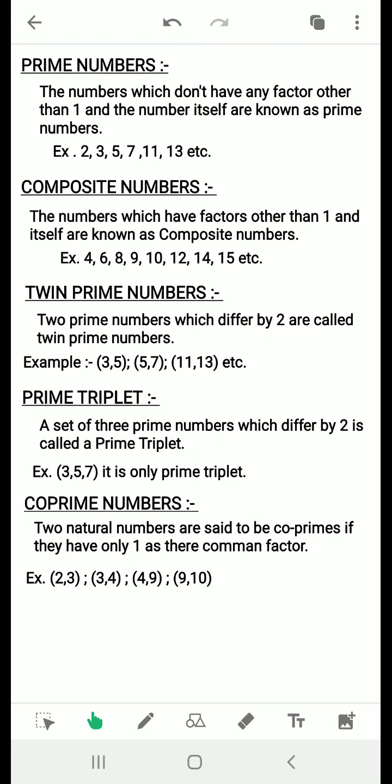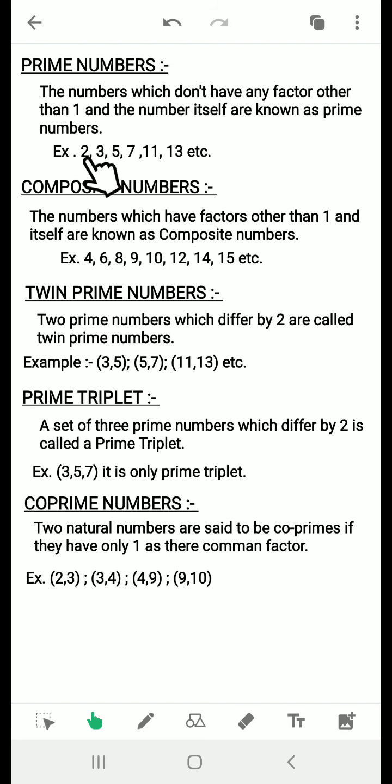Related to factors and multiples, there are prime numbers. A prime number is a number which doesn't have any factor other than 1 and the number itself. They are known as prime numbers. That means these numbers can be divisible only by 1 or the number itself.